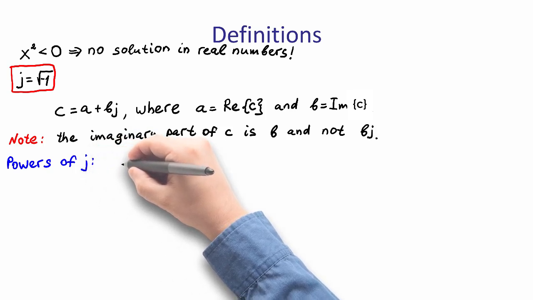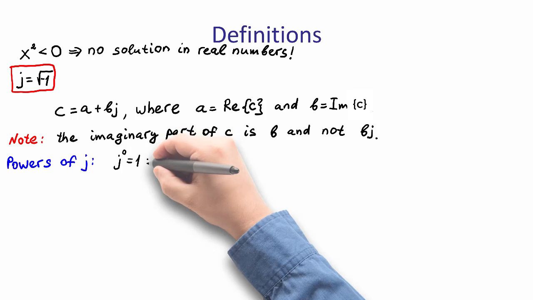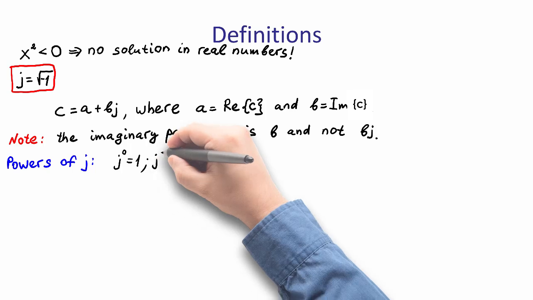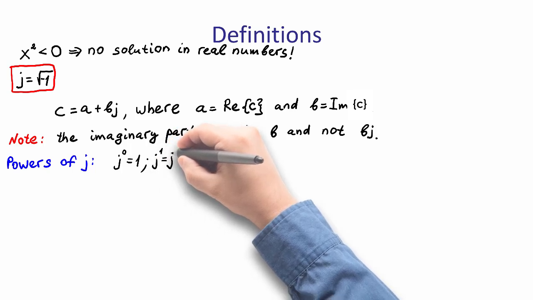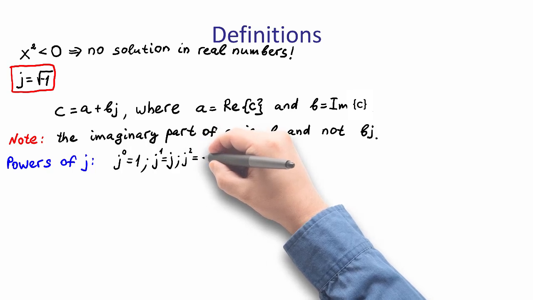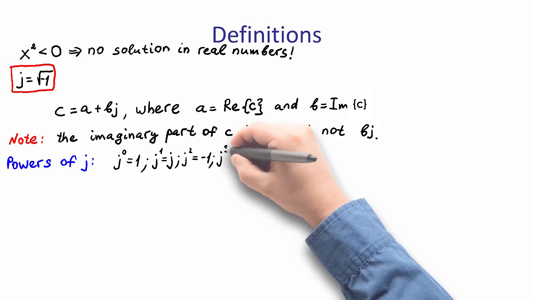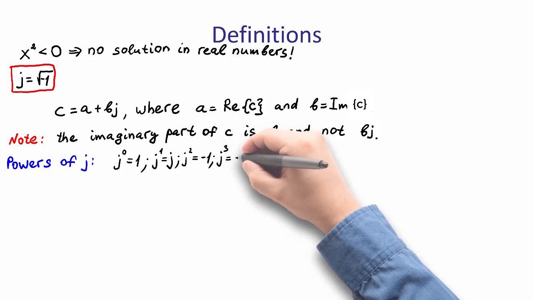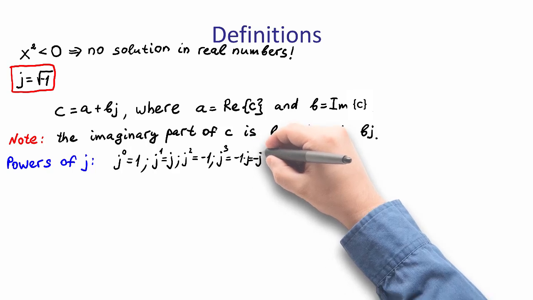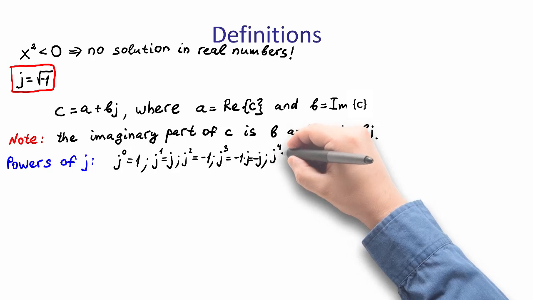Also, we could define different powers of j. For example, j to the power of 0 is of course 1, because any number to the power of 0 is 1. j to the power of 1 is j itself, j squared is -1, by definition of j, because j is the square root of -1. j cubed is minus j, because this is -1 multiplied by j, and j to the fourth power is 1, and then the pattern repeats itself all the time for higher powers.